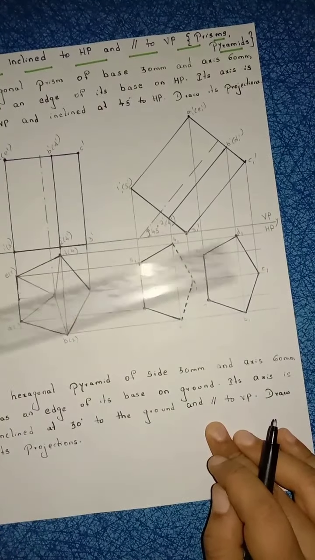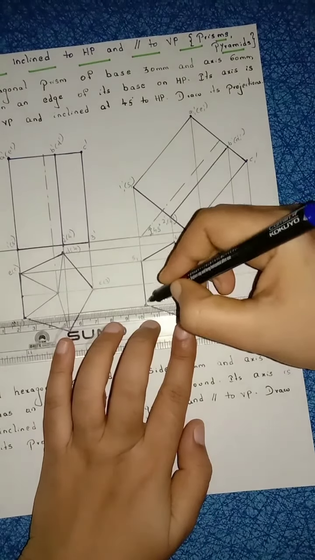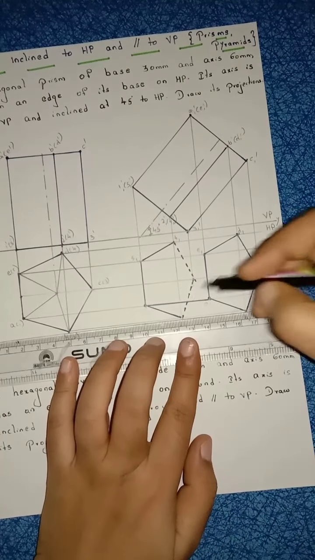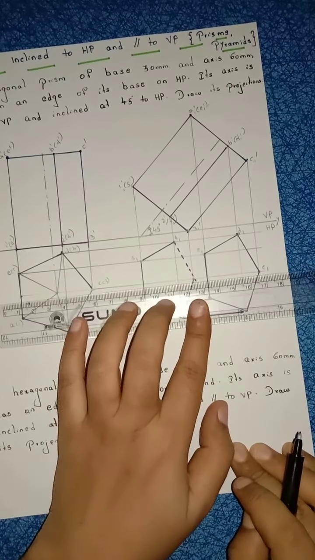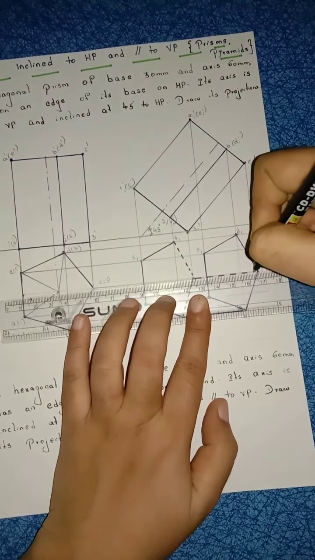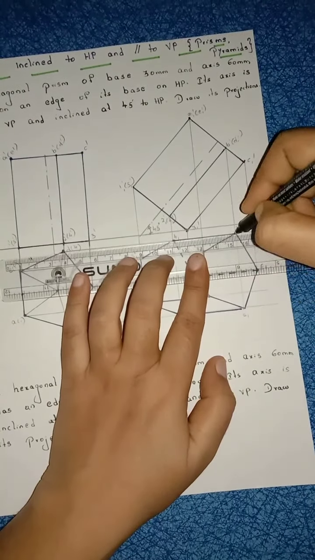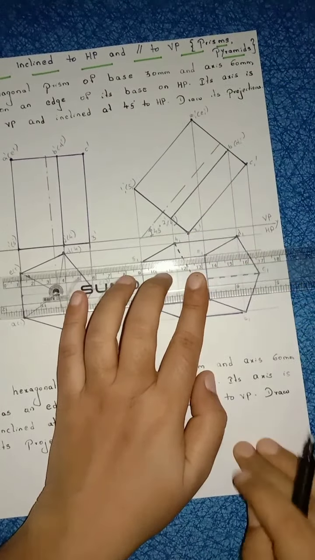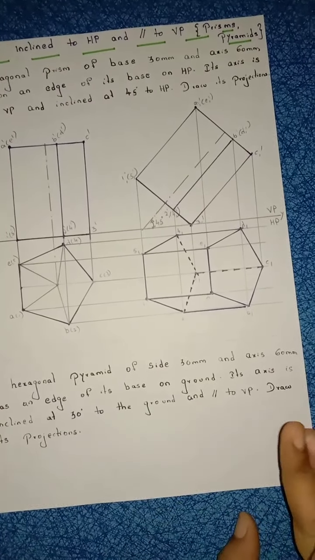Right? Now after that, join 1 to A, 2 to B, 3 to C, here it is a dotted line, 4 to D, and 5 to E. Here you will get a pentagonal prism. So this completes your problem.